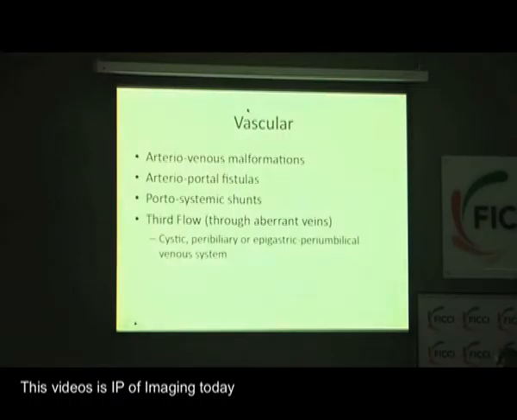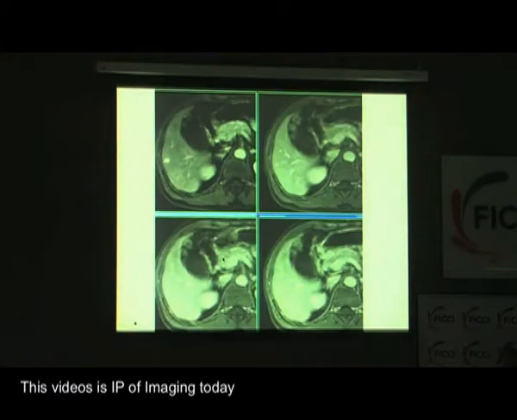attenuation of the liver. Common vascular causes are arteriovenous malformations, arterioportal and portosystemic shunts, and of course the third flow, which we often see in a lot of patients, especially those on chemotherapy post-oncology treatment. And this third flow basically indicates that there are parts of the liver which have cystic peribiliary or epigastric venous system which has a separate drainage compared to the normal hepatic veins.